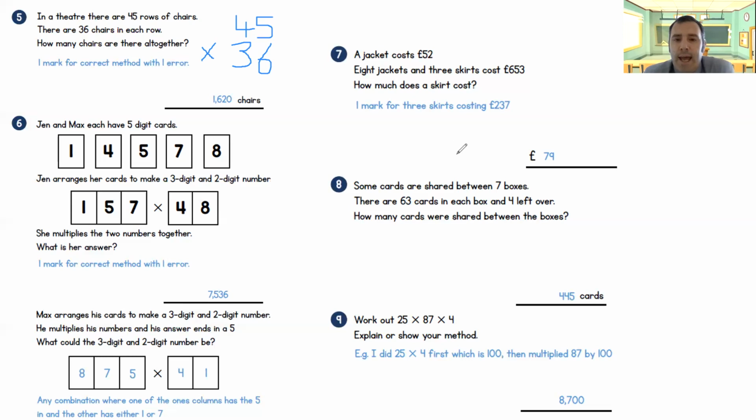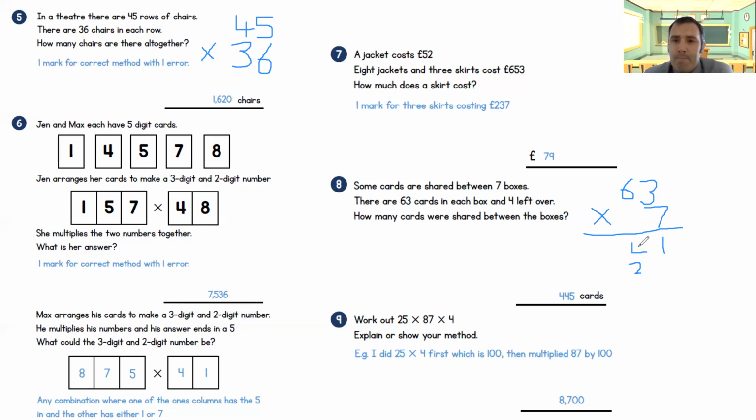So we need to look again carefully at how we've got to this answer. So I know I've got 7 boxes and I know in each box there are 63 cards. So I can do 63 and I'm going to multiply that by 7. 3 times 7 is 21. So my 1's going to go here. I'm going to exchange here. 6 times 7 is 42. Add the 2 makes 44.